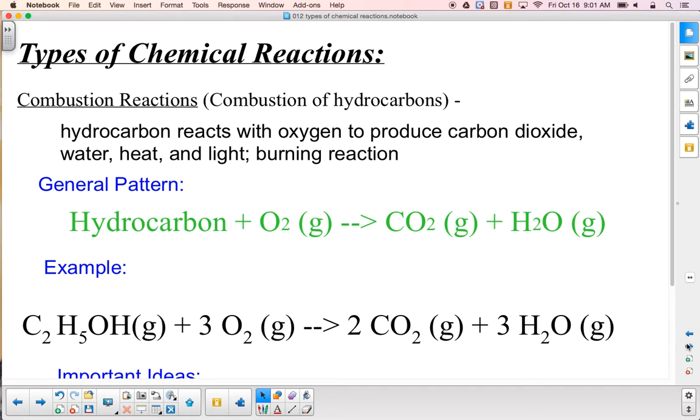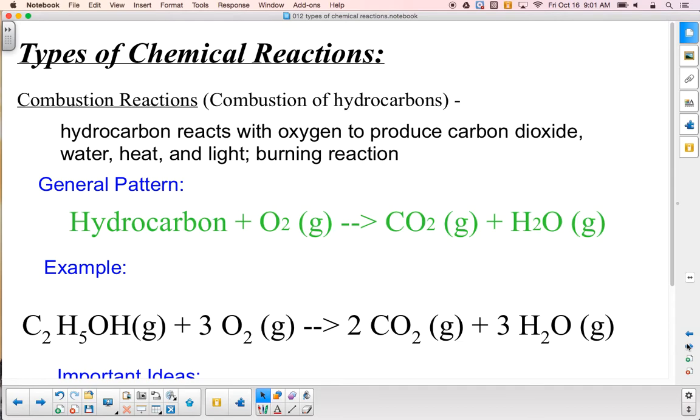We all know that burning takes a fuel, which is going to be in this case some kind of hydrocarbon, and some oxygen in order to get it to burn. The result of a combustion reaction is carbon dioxide, water vapor, heat, usually light. This is your classic flame reaction. Because of the intense heat, the water that's produced is going to be produced in the gaseous form.